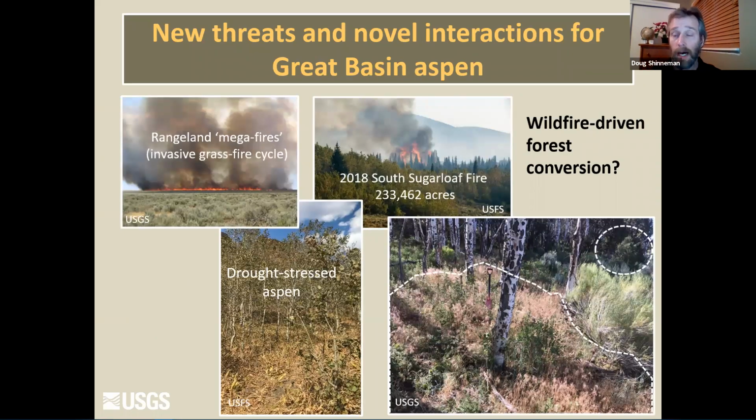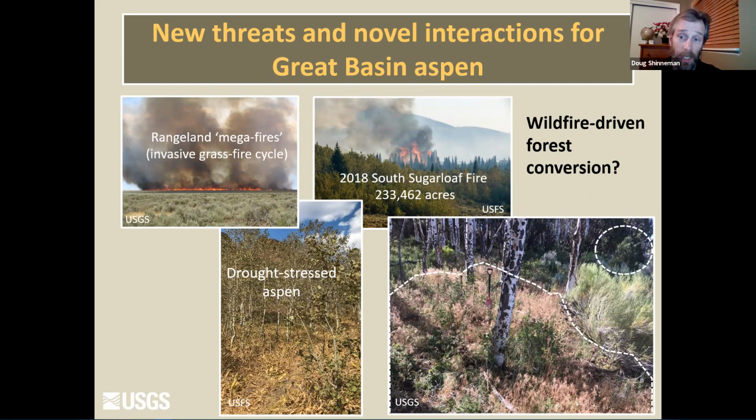So in addition to modeling, there are other reasons to think that low elevation aspen forests in particular are at risk due to changing climate and fire regimes. In the Great Basin rangelands, especially where you have aspen that border low elevation areas, so at the lower ecotones, they may already be affected by changing climate and non-native fire-prone grasses that promote very large fires. For instance, the 2018 South Sugarloaf fire in northern Nevada burned nearly 250,000 acres, and it started in sagebrush steppe, but burned up into drought-stressed aspen and adjacent conifer stands.